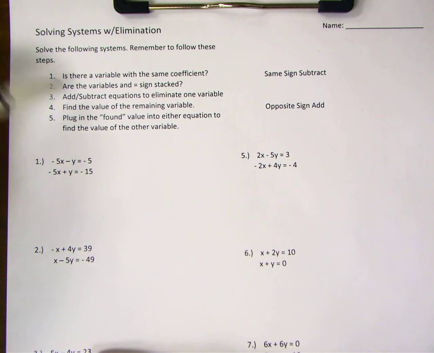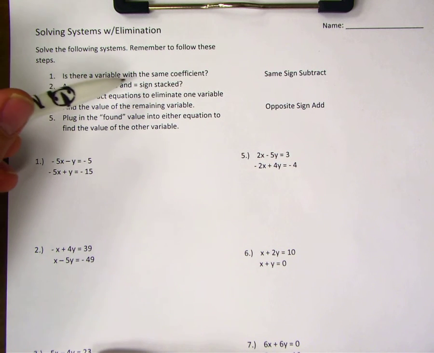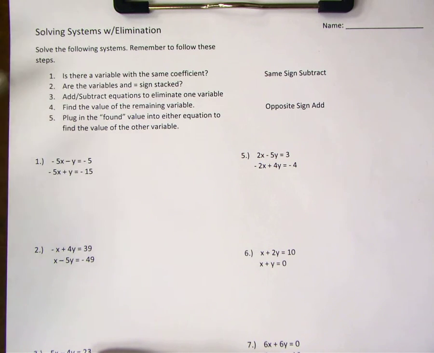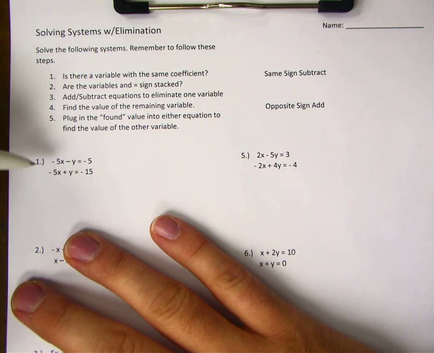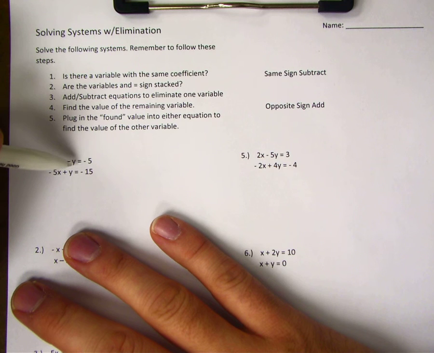The first thing you want to do is ask, is there a variable with the same coefficient? So it has the same number in front of it. Let's look at number one real quick. 5, 5. They've got the same number in front of it, actually the same sign as well. Don't worry as much about the sign when you're looking for the same number. But if you notice, the y's actually have the same number in front too, 1, 1. And this is a negative and a positive here. So they're the opposite sign, but they are the same number.